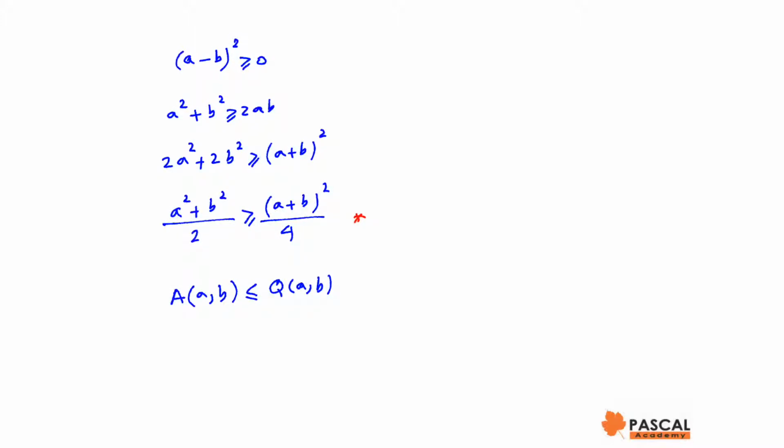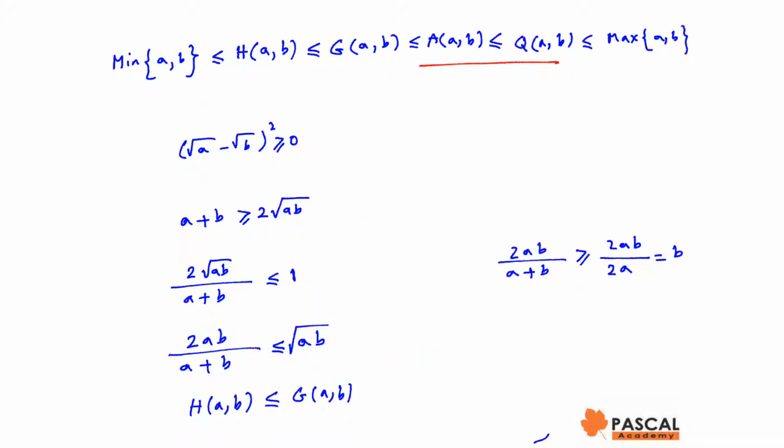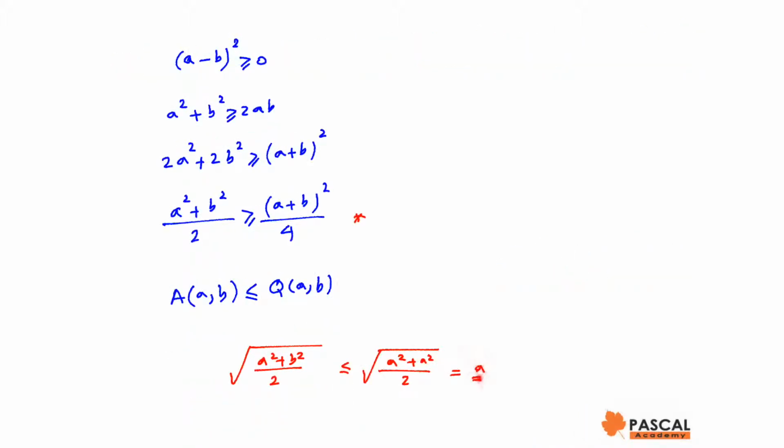We assumed B is the minimum of A and B. Therefore, A squared plus B squared divided by 2 is smaller or equal than A squared plus A squared divided by 2, which is A. This means the quadratic mean of A and B is smaller than the maximum of A and B. Notice that A is the maximum and B is the minimum with our assumption.